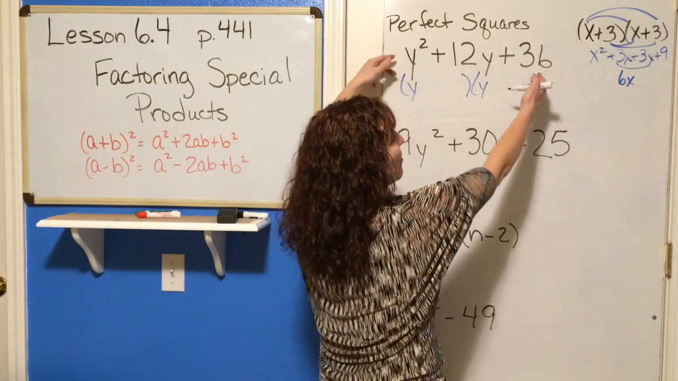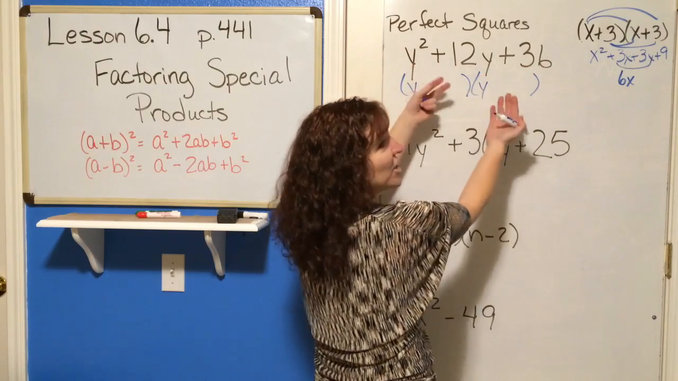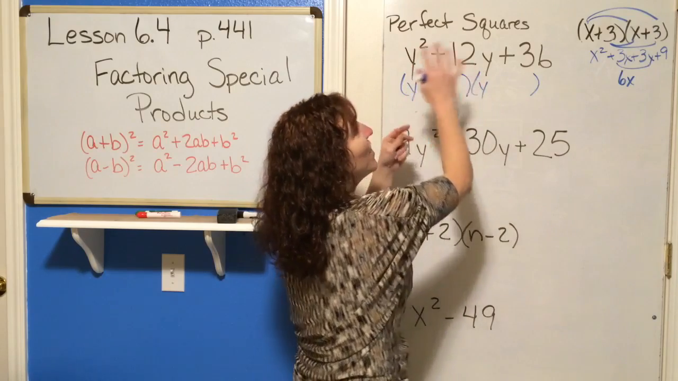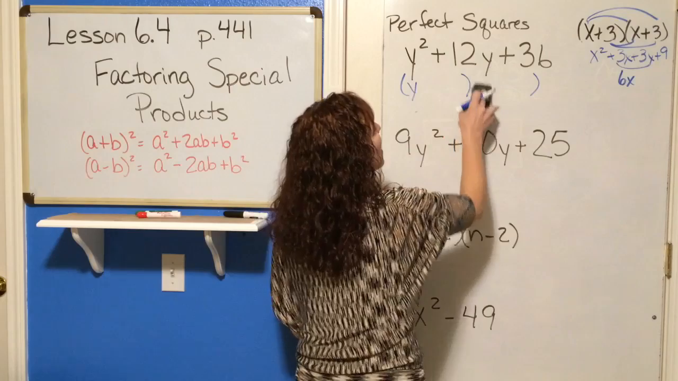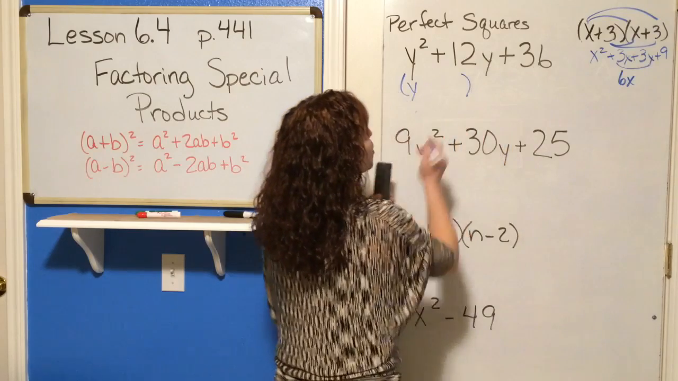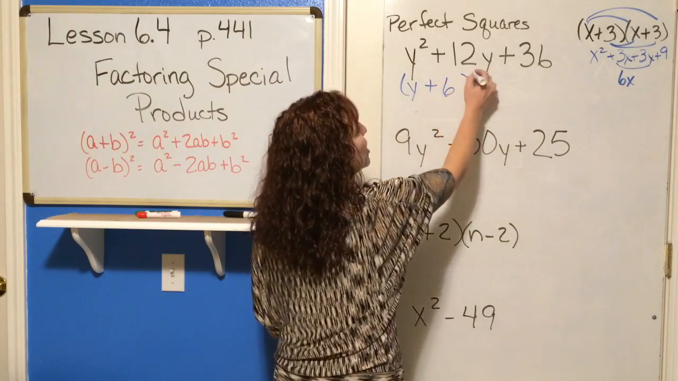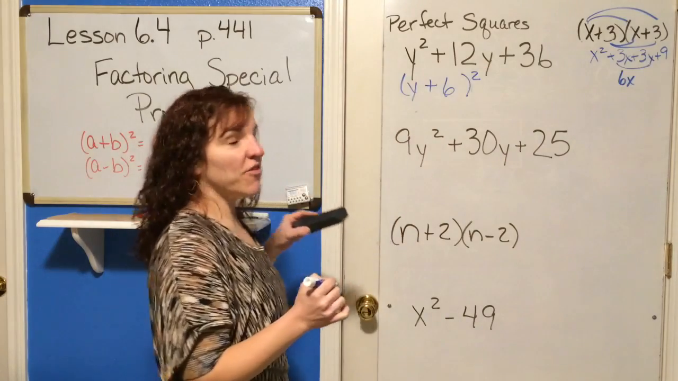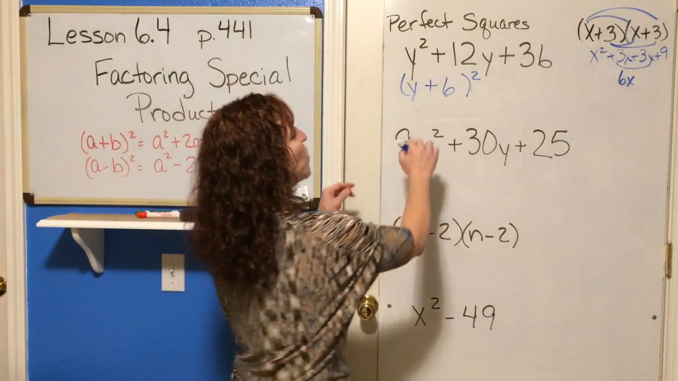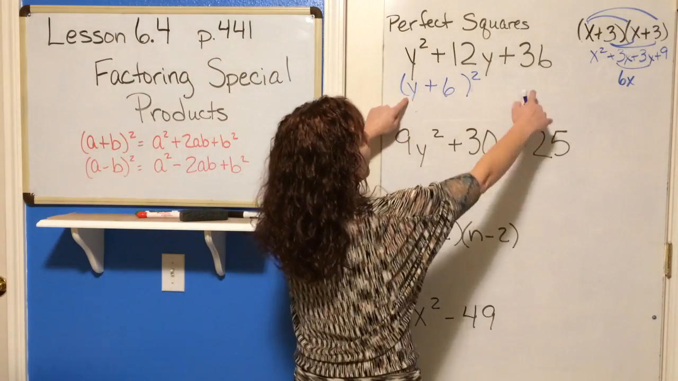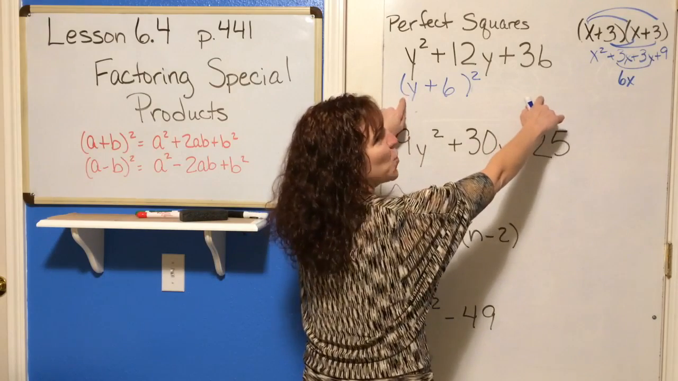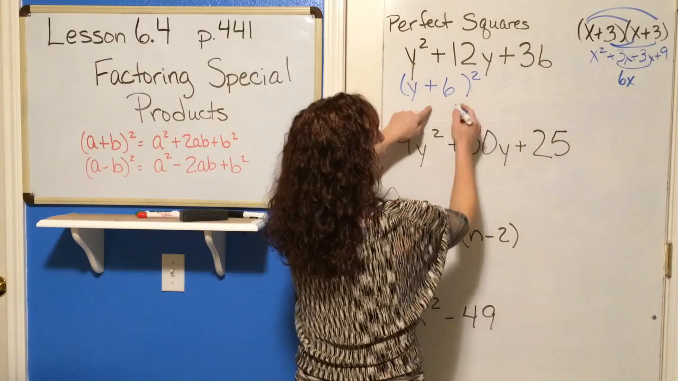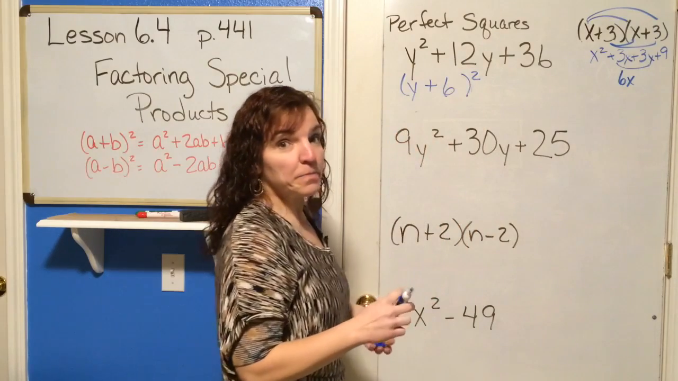If when you multiply those two together and double it, you get your middle term, then you know you have a perfect square. So this one you can just recognize and say, oh, this one is a perfect square, so y plus 6 squared is my final answer. Because when you take your outsides and your insides, you'll get 6y and 6y. 6y plus 6y is 12y.